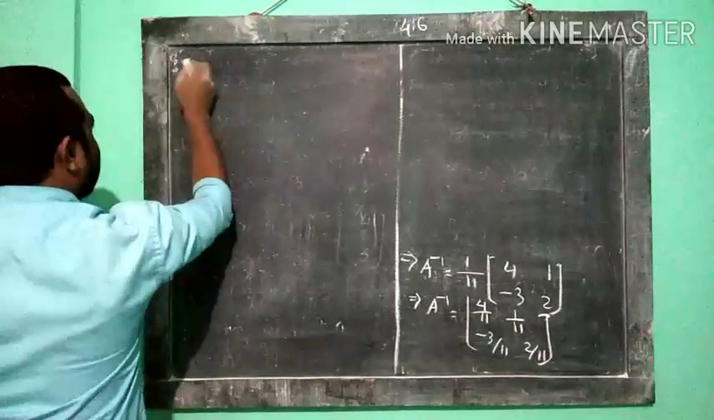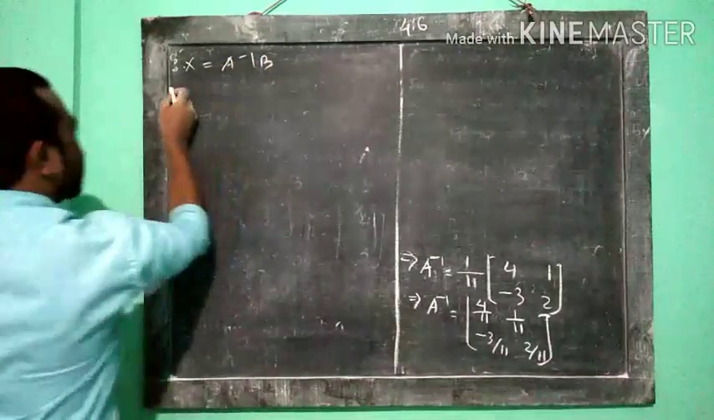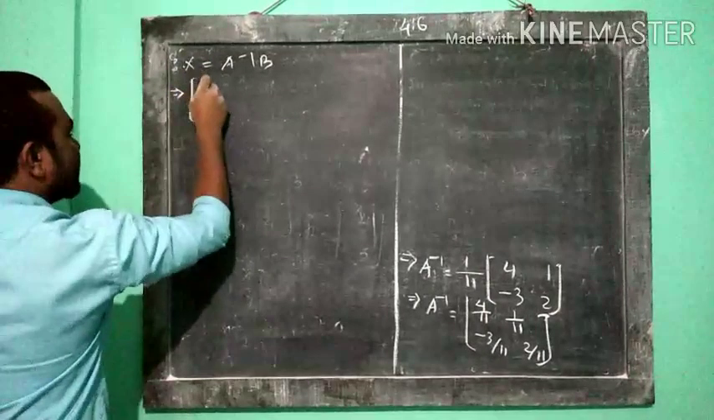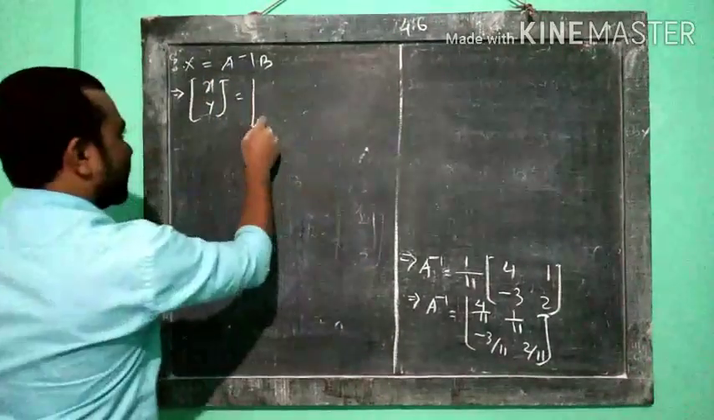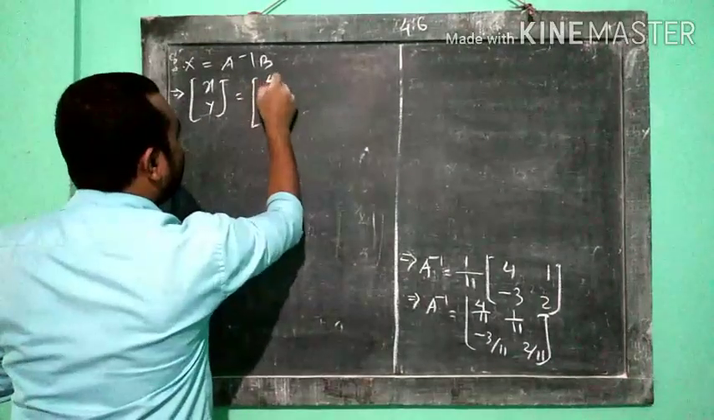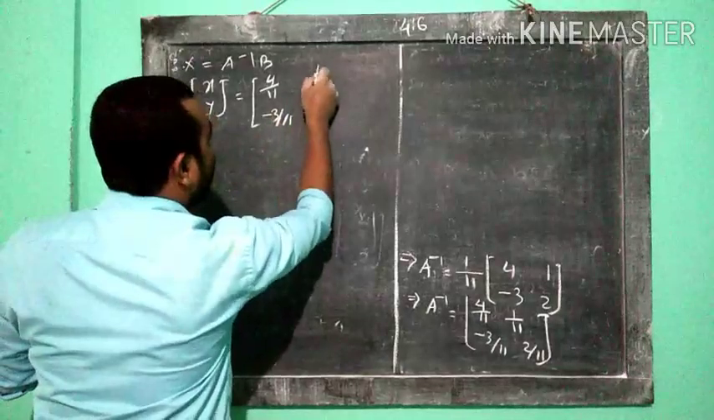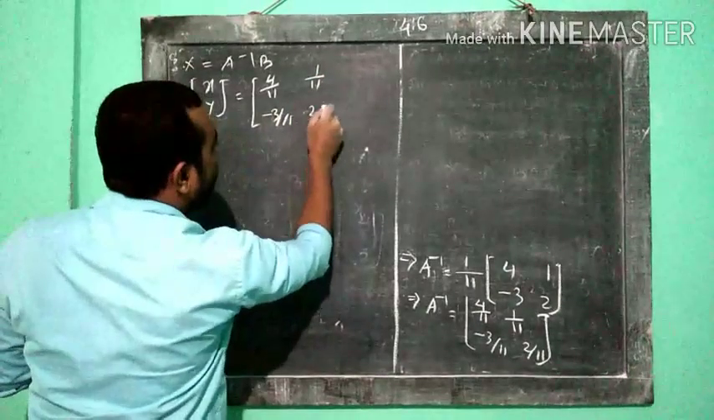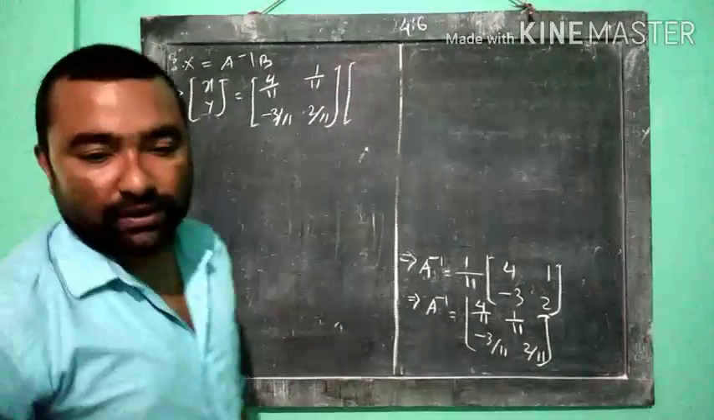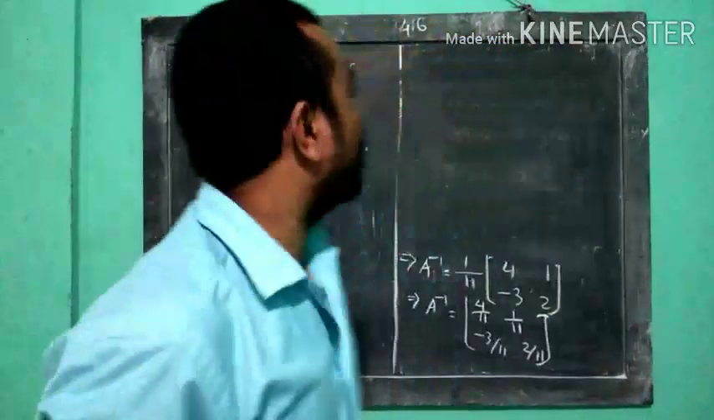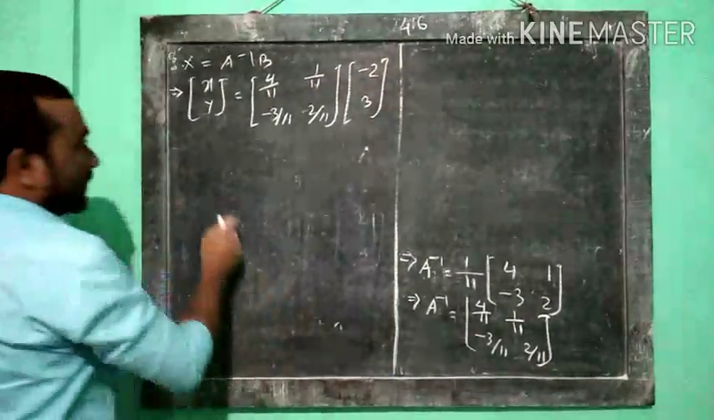Now therefore x equal to what? X equal to A inverse of B. So right here, x is xy. A inverse is already 4 by 11, 1 by 11, minus 3 by 11, and 2 by 11, into B. What is B? B is minus 2, 3. Okay, so B is minus 2 and 3. Now multiplying, then we get the result.